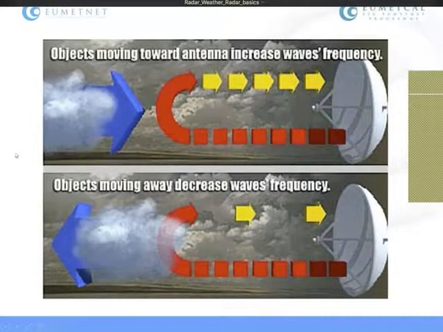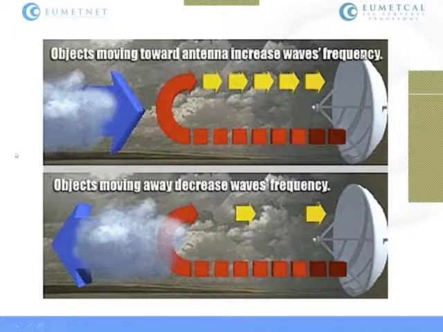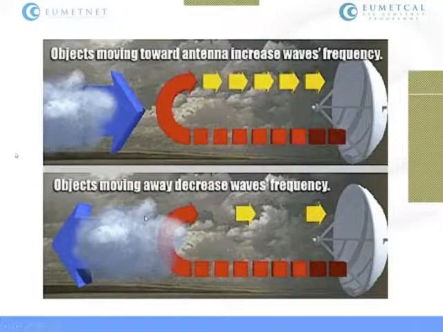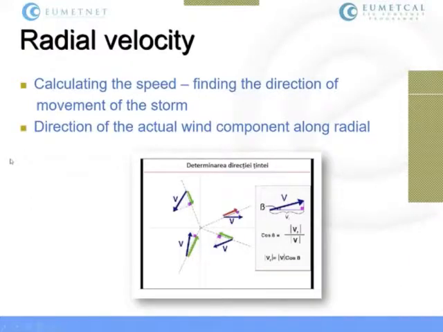We know that objects moving towards the antenna have a larger frequency. The wave frequency is bigger than in the case of objects that are moving away from the antenna, in our case, the precipitating clouds. What is very important to know when you are interpreting the velocity images is that it is called the radial velocity because it represents the projection of the actual wind component along a radial.